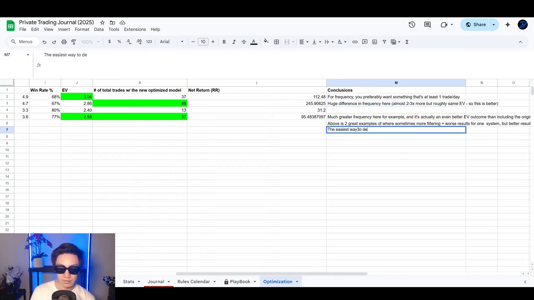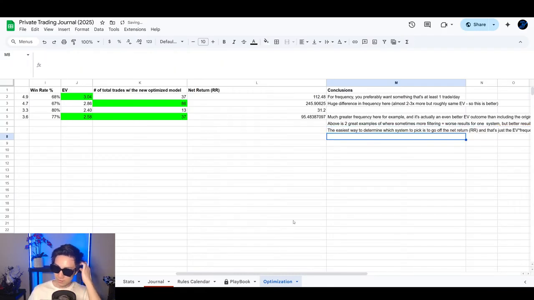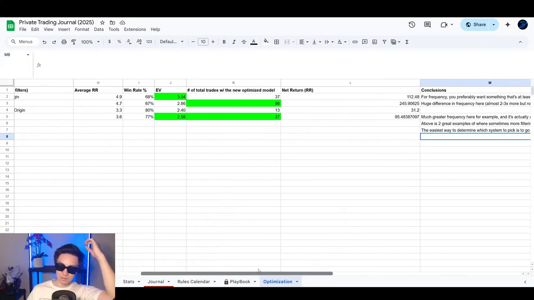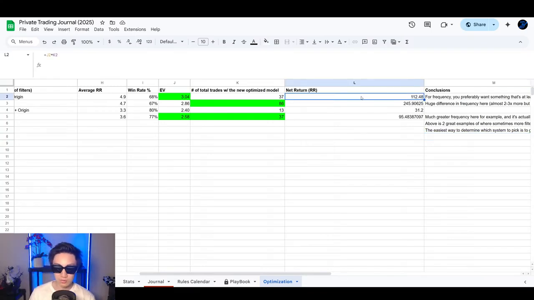The easiest way to determine which system to pick is to go off the net return, and that is just the EV times frequency. So that's all it is. Frequency meaning just the number of trades, basically. It's not like frequency in terms of derivatives. It's not like a rate of trades taken. It's just the frequency total, the number of trades taken total.